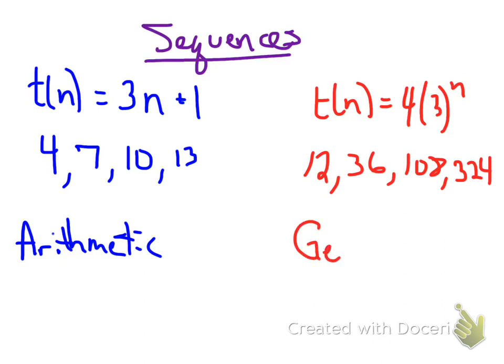This is geometric because there is a constant multiplier. Anytime you have a constant multiplier, that is a geometric sequence.